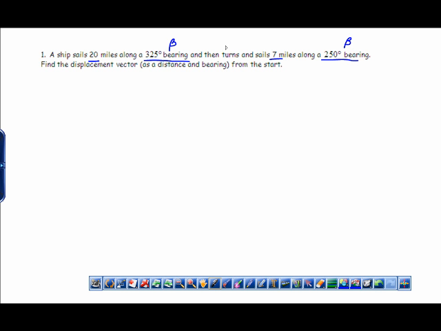Okay, we need to find the thetas using what we just learned. We need to find the resultant vector, then take the magnitude, and then also find my new angle, and then turn it back into a bearing at the very end.